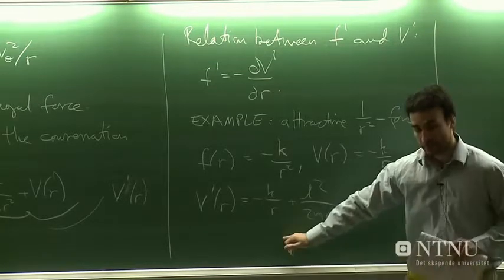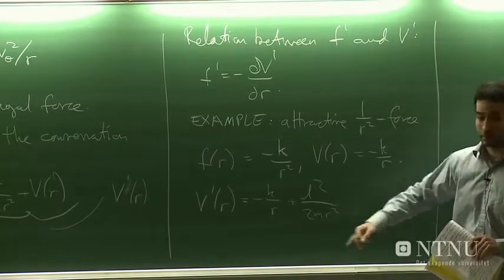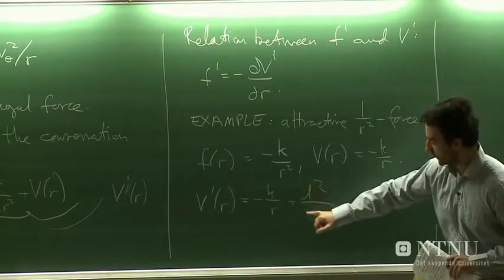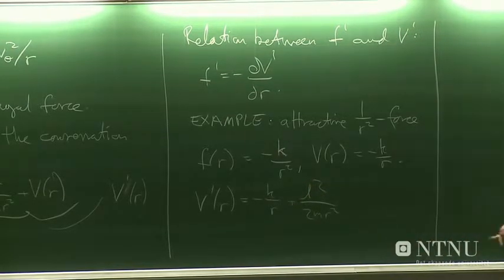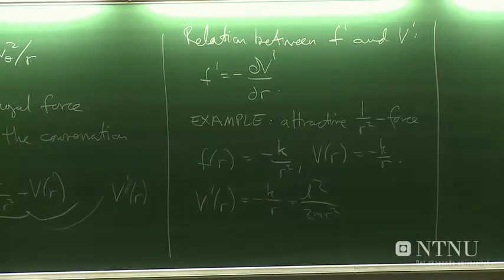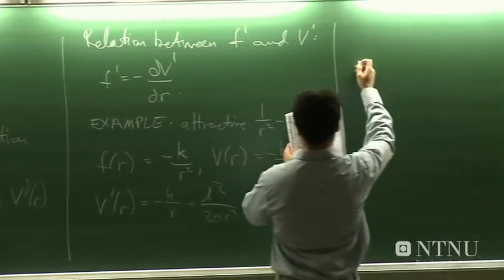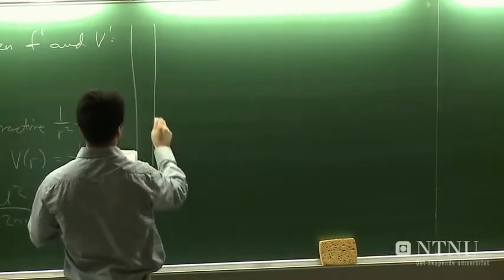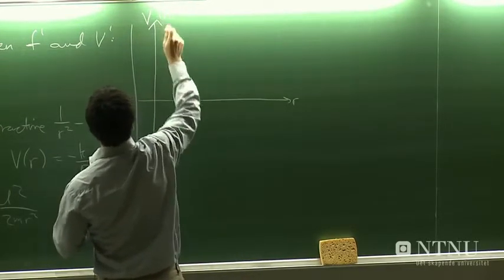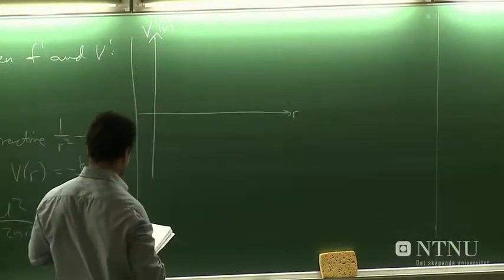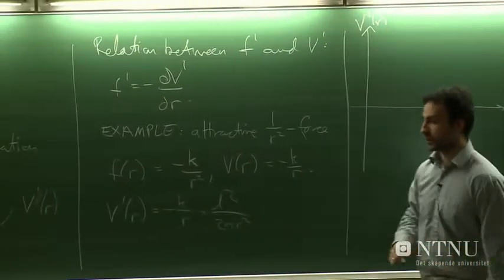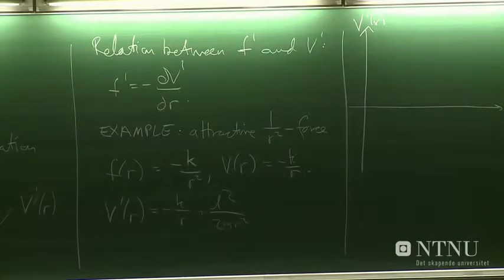So the effective potential that the particle feels is given like this. The sum of this attractive potential and the centrifugal barrier, if you like. Because you can think of this potential as a barrier. And let's see why that is the case. So let's have a look at this V prime of r, what it actually should look like as a function of distance.